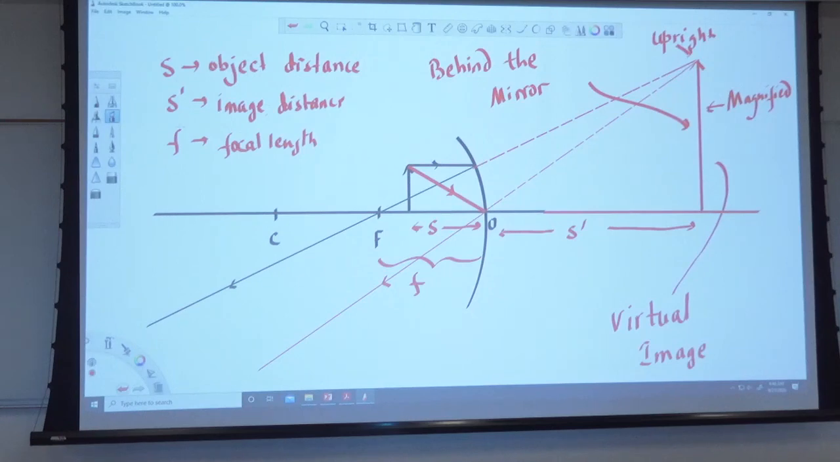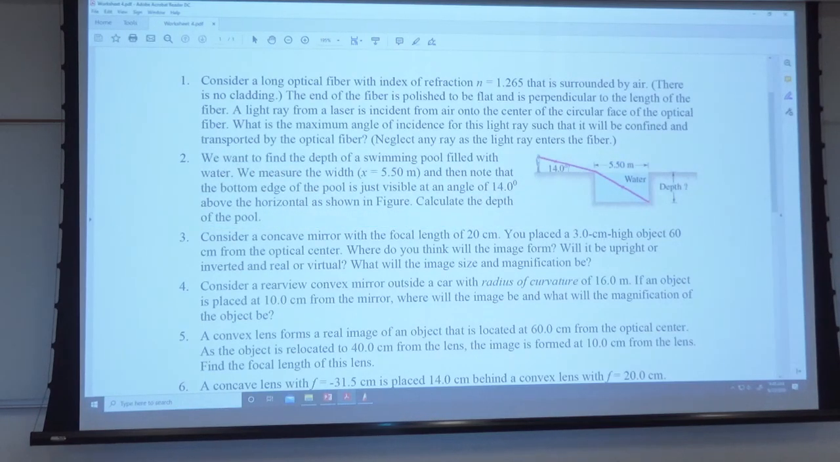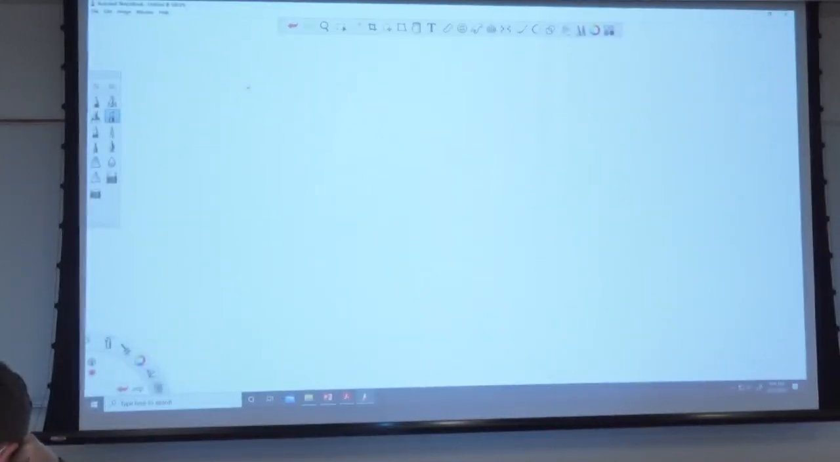And the relationship between S, S prime, and F is 1 over F is equal to 1 over S plus 1 over S prime. By using that, you can find either focal length or object distance or image distance. So, for example, let's look at this worksheet problem. This is a concave mirror with a focal length of 20 centimeters, with the object placed 60 centimeters from the optical center. So where do you think the image will form? In this problem, you're asked to find S prime, given F and S. You are given object distance and focal length, and asked to find S prime.